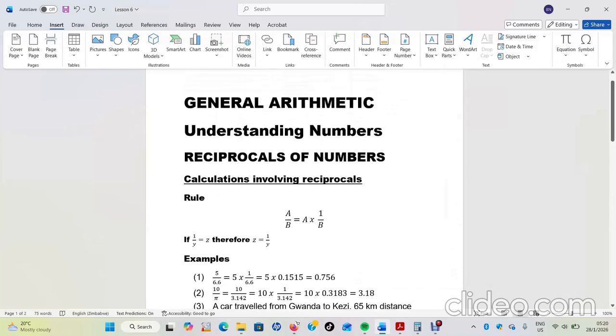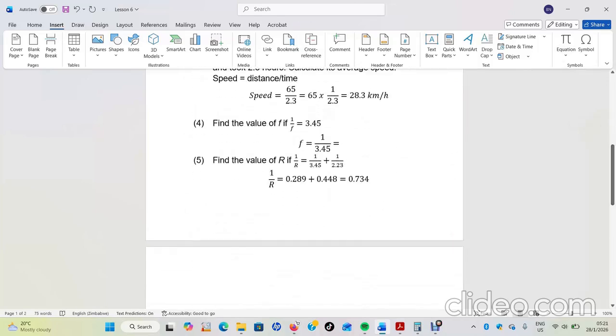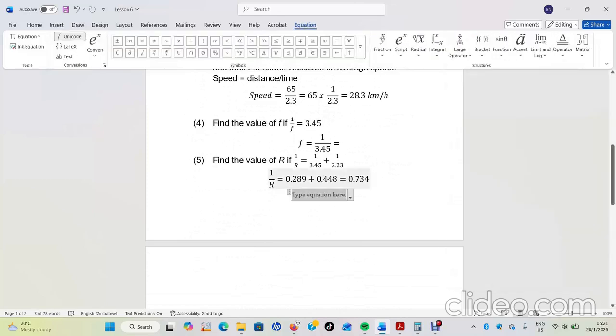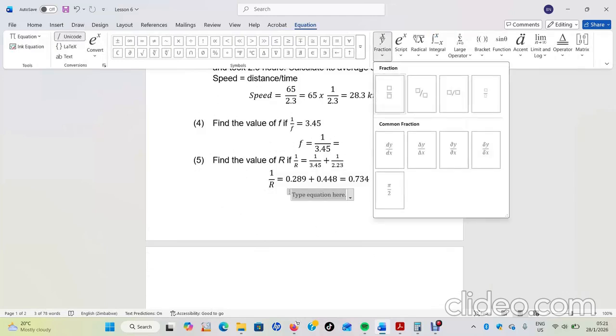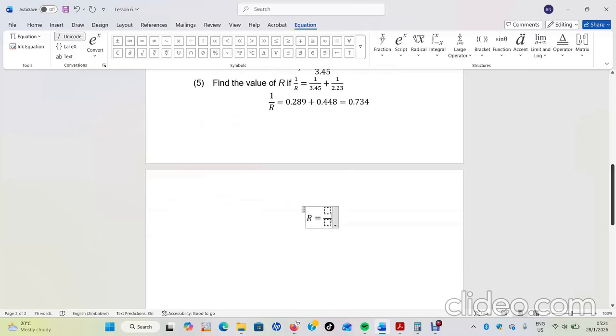If 1 over r is equal to 0.734, then r should be equal to 1 divided by 0.734. So that is the second rule that we were looking at. So to evaluate r, or to make r the subject of formula, we will have r is equal to 1 divided by 0.734.